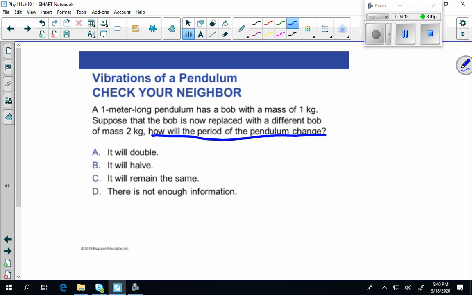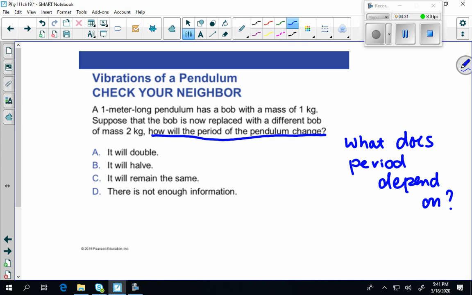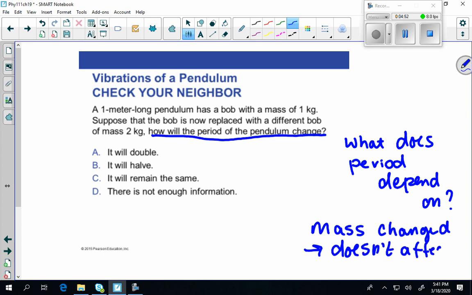I'm going to ask you, what does the period depend on? Remember that period is an amount of time. What does the period depend on? How heavy the stone is, how long the string is, how you're feeling that day. Mass change doesn't affect the period. It only depends on the length of string. Mass change doesn't affect how long it takes. So it will remain the same. We did not change the length of string.